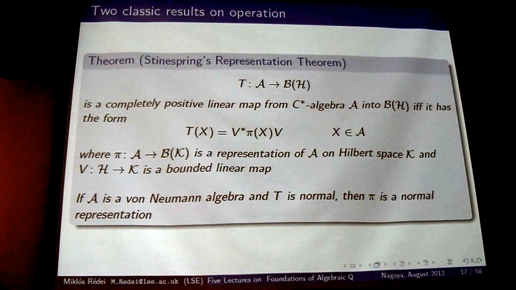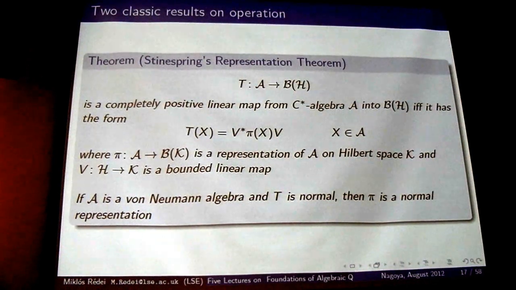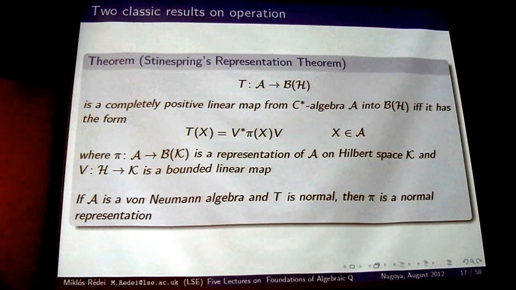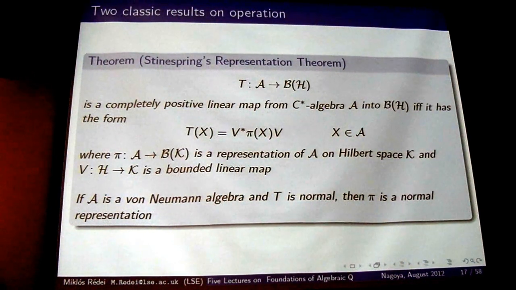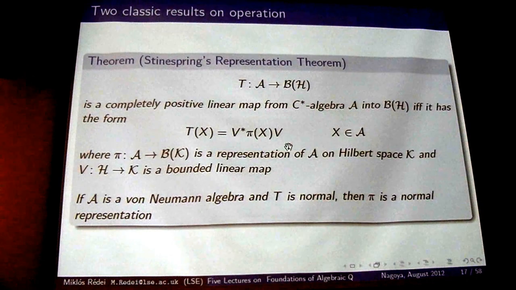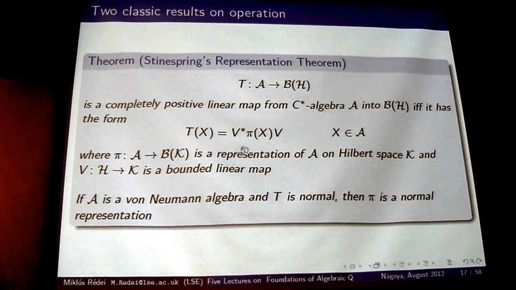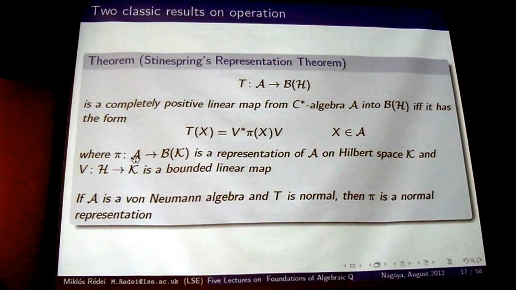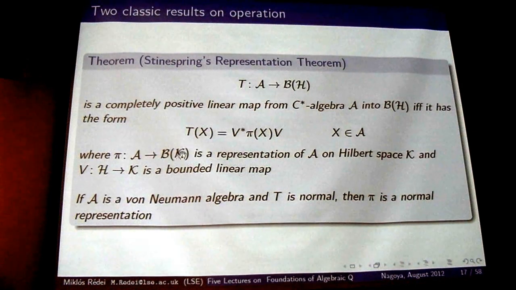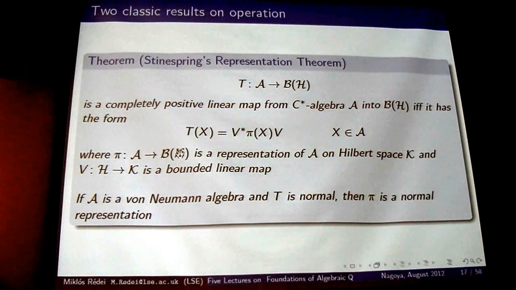Good. Among the classic results on the notion of operation, the most well-known is perhaps the Stinespring representation theorem. The Stinespring representation theorem says that if you have an operation from a C-star algebra into the set of all bounded operators on some Hilbert space, then it has a specific canonical form, namely, where pi is a representation of the C-star algebra A into the bounded operators over some Hilbert space K, and K is related to H by an isometry.